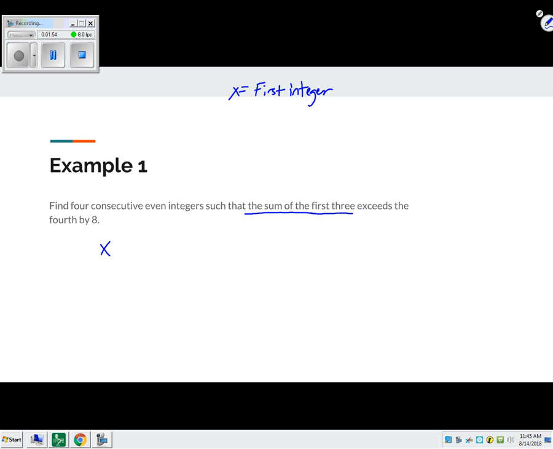Well, if x is my first one, the sum means I'm going to add to it the next even integer that I have. I'm not sure what the answer is going to be, but suppose it was 10. The next even integer after 10 would be 12. So I'm just simply adding 2 to any integer, and it gives me the next even integer. So this is x plus 2. And then the next even integer after that, I take the original one and add 4 to it. So this would be the sum of the first 3 integers. Now the fourth integer is going to go over here on the side by itself. It'll be x plus 6.